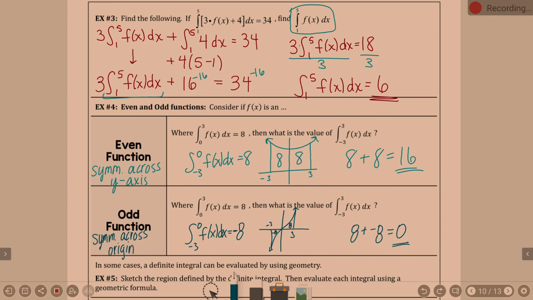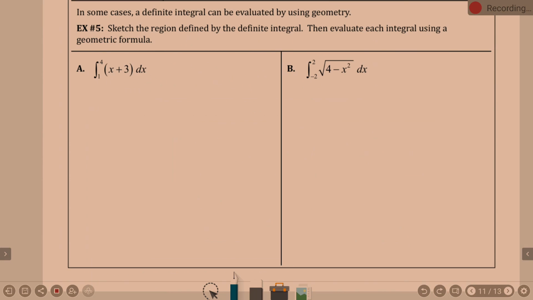In some cases, a definite integral can be evaluated by using geometry. What we're doing today, because we don't know how to evaluate integrals yet, is sketch the region given by the definite integral and evaluate each integral using a geometric formula. So we're doing area under the curve. I'll be honest, once we know how to actually do an integral, this would be pretty easy to do as an actual integral. But that's not easy to integrate, so that's better to do with geometry. We're going to do these all with geometry today because that's all we know at this point. So, we're doing the integral from 1 to 4 of x plus 3 dx. So, what do we need to look at the picture of?